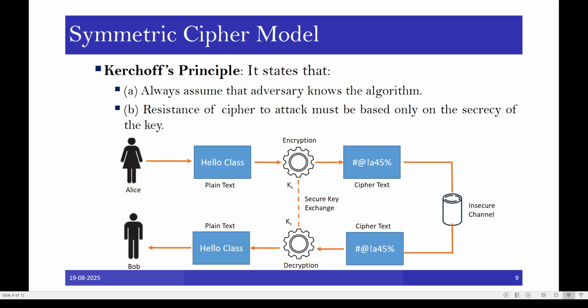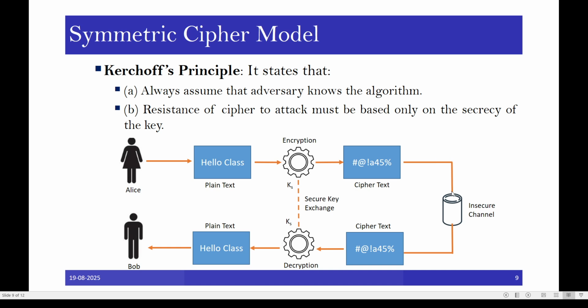A simple model is shown here in which there are two people. One is called Alice and another is called Bob. Alice wants to send a message, "hello class". It is plain text. She puts it into an encryption algorithm. The algorithm changes it using the secret key, which we denote KS here. The KS corresponds to the symmetric key system. It changes it into a text known as ciphertext, which is not readable or understandable by anyone.